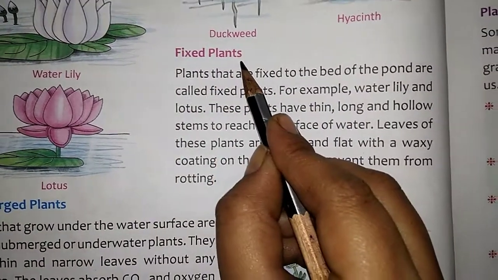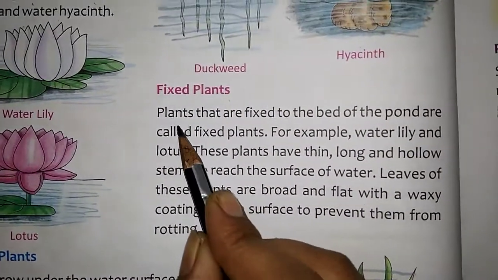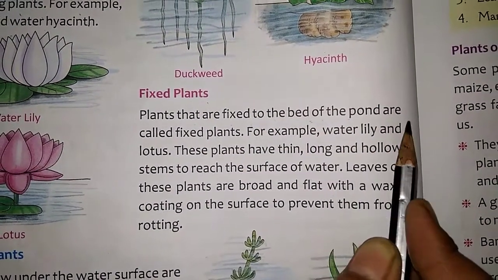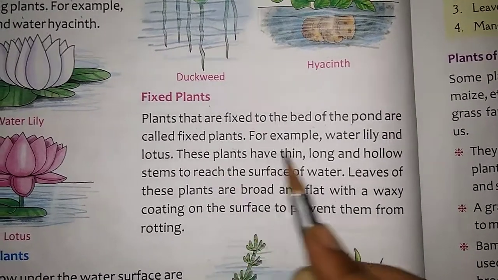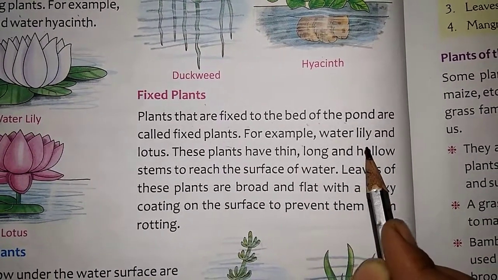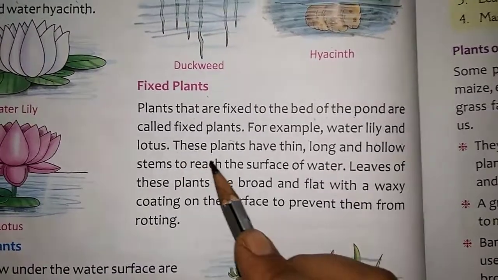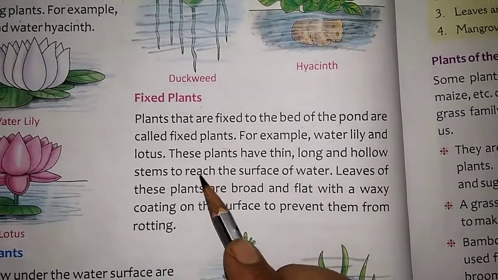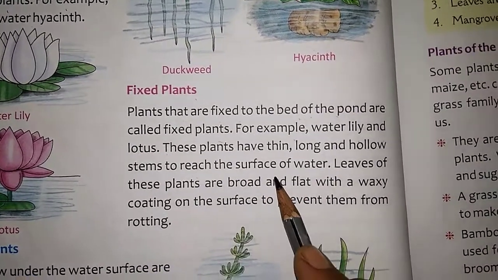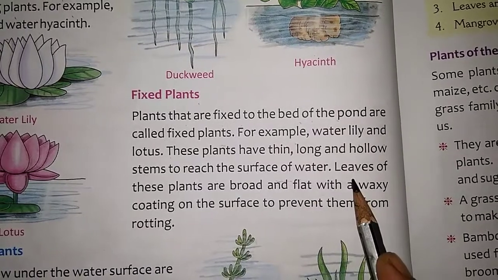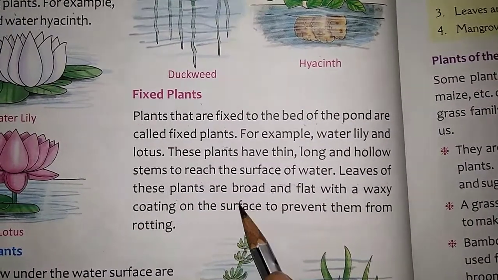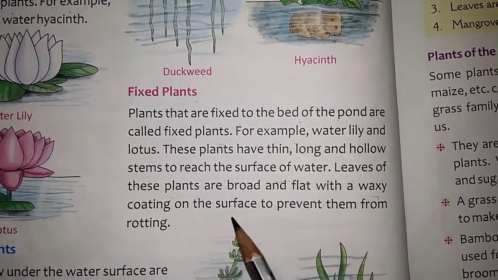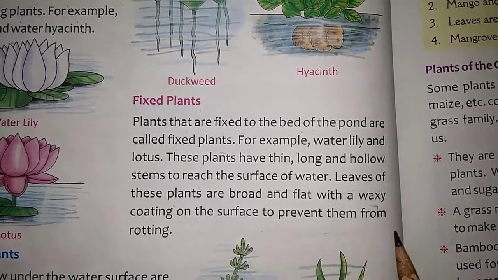Fixed plants. Plants that are affixed to the bed of the pond are called fixed plants. For example, water lily and lotus. These plants have thin, long and hollow stems to reach the surface of water. Leaves of these plants are broad and flat with a wax coating on the surface to prevent them from rotting.